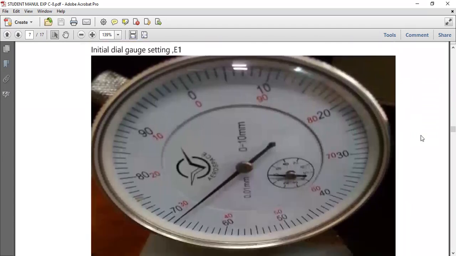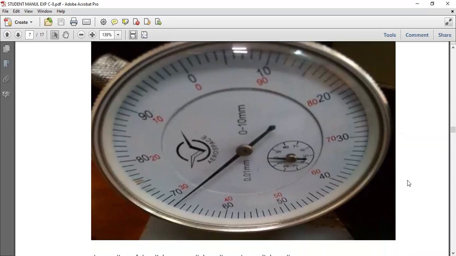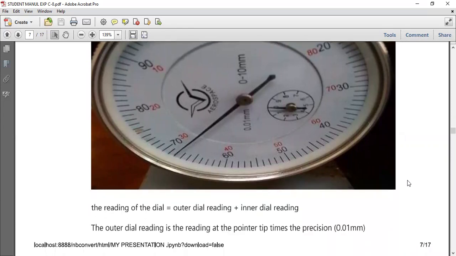So as you can see here, the revolution counter or the inner scale is at 0, to mean there's still 0 rotations, and the outer scale reads 68. So the reading will be the reading of the outer scale, 68, multiplied by the position measurement here, plus the reading of the inner scale, and we'll also record that.